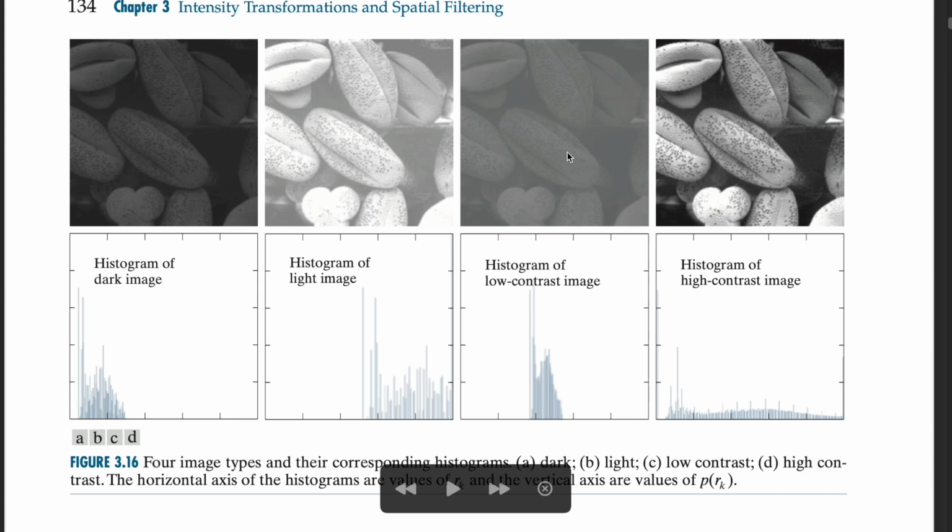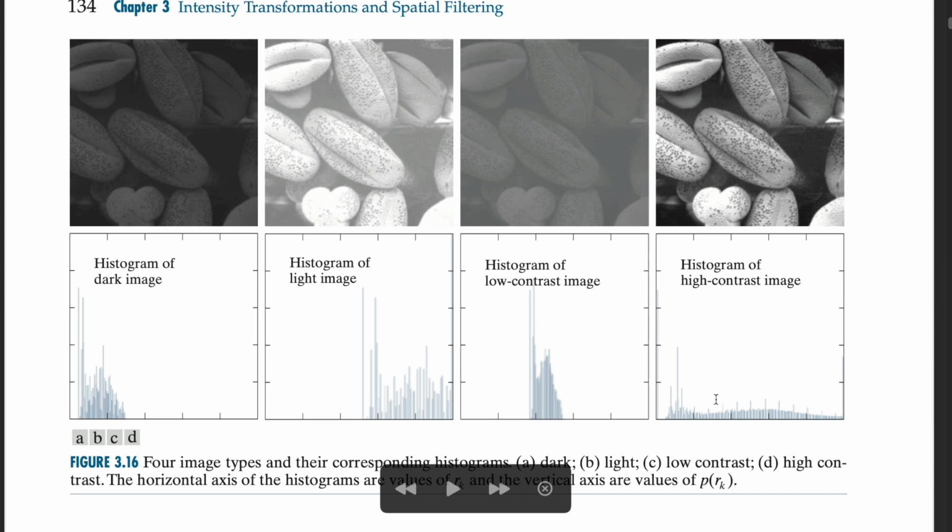Similarly, this one has a very low contrast. There is no differentiation or range of color, because this is a grayscale image of light. So this is a low contrast image, and it may be tough to tell a low contrast image from a dark image, but here we can see.